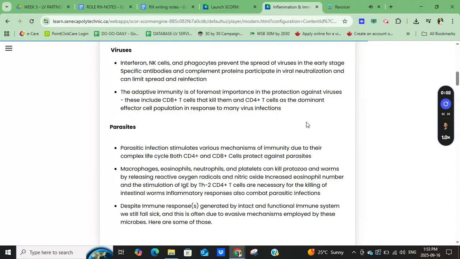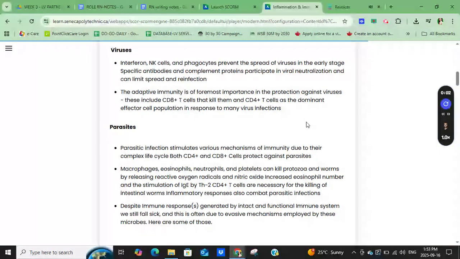Parasites. Parasitic infection stimulates various mechanisms of immunity due to their complex life cycle. Both CD4 plus and CD8 plus cells protect against parasites. Macrophages, eosinophils, neutrophils, and platelets can kill protozoa and worms by releasing reactive oxygen radicals and nitric oxide. Increased eosinophil number and the stimulation of IgE by TH2 CD4 plus T cells are necessary for the killing of intestinal worms. Inflammatory responses also combat parasitic infections.